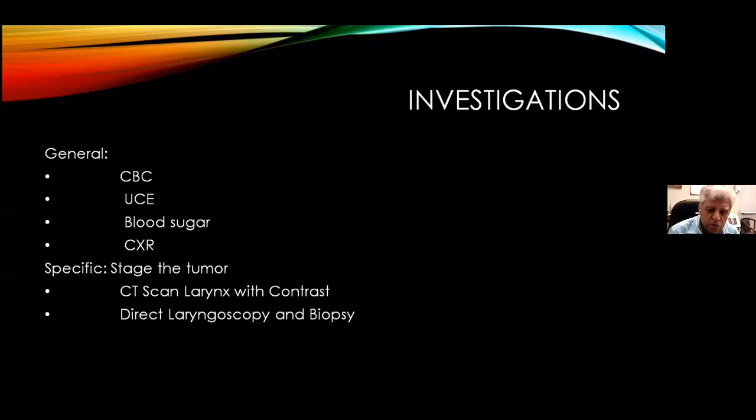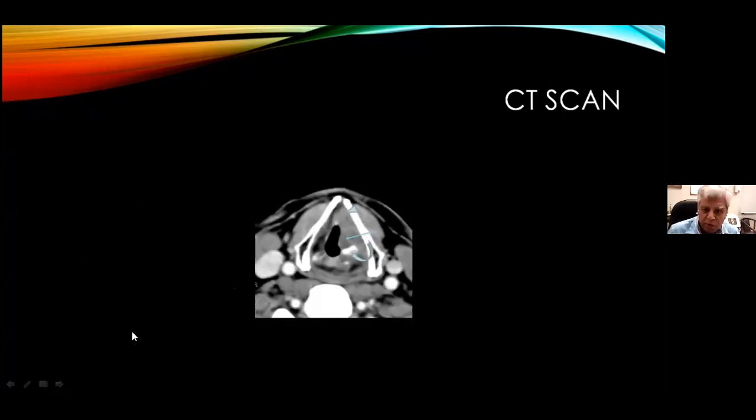Okay, so in order to stage the tumor and confirm the diagnosis, we do the CT scan and direct endoscopic biopsy. So this is the picture of the CT scan. This is the right side, left side, and you can see this heterodense mass in the left vocal cord. Thyroid cartilage is intact, so it could be T2. It is not T3 or T4.